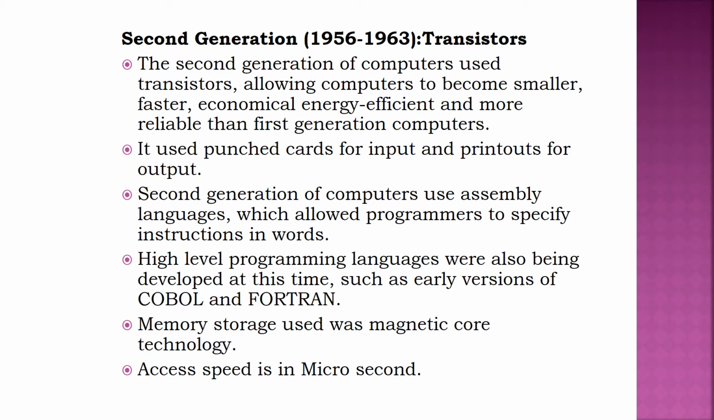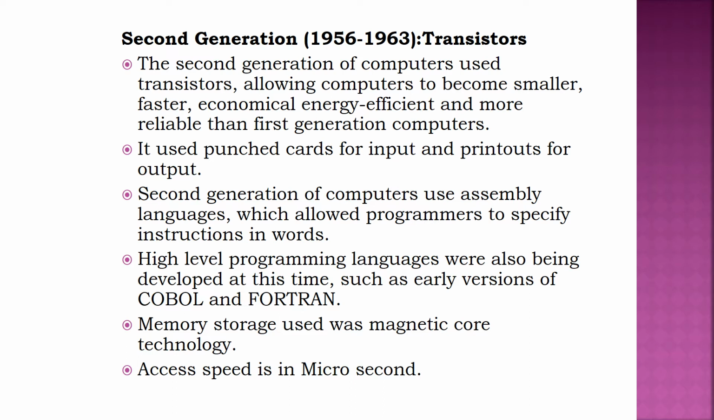The second generation of computers used assembly language, which allows the programmer to specify instructions in words. High-level programming languages were also being developed at this time, such as the earlier versions of COBOL and Fortran. Memory storage used magnetic core technology, and the access speed was in microseconds. Let us come again to the key points of the second generation.